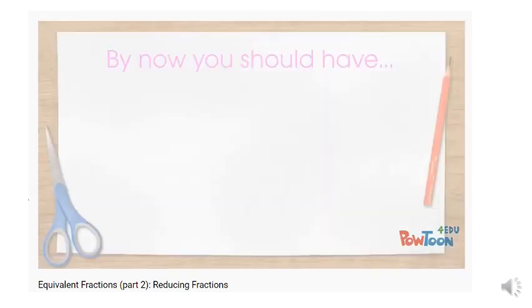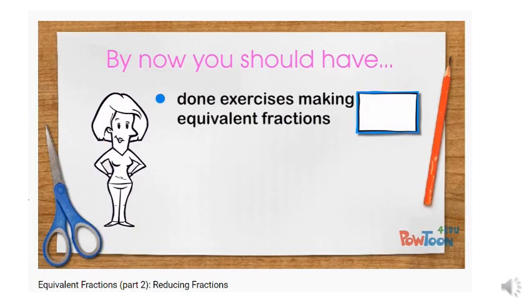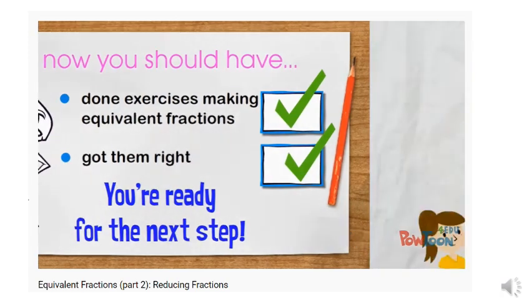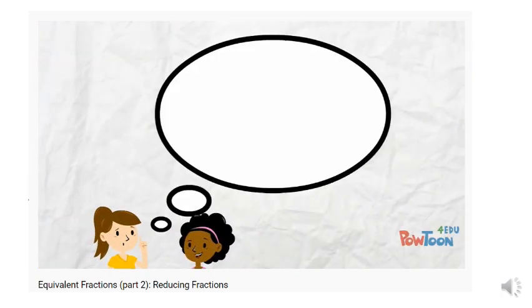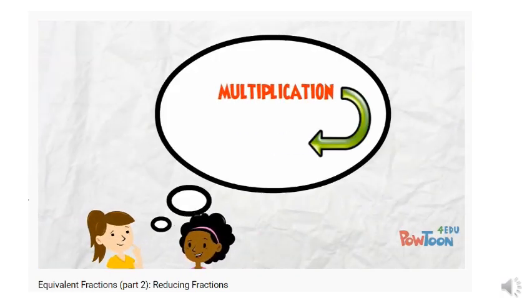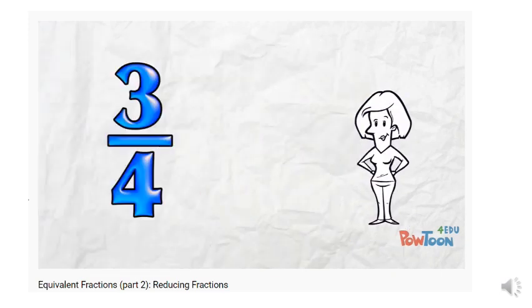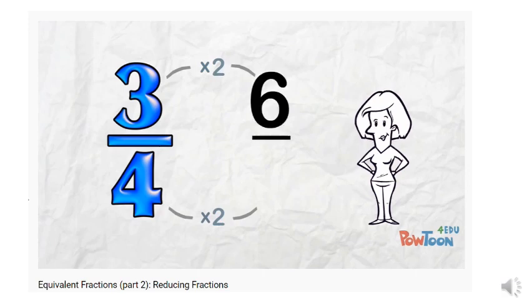Okay, by now you should have done some exercises making equivalent fractions. If you got them right, then you're ready for the next step. We know that the opposite of multiplication is division. Let's examine that with this fraction. 3 times 2 is 6, and 4 times 2 is 8. There's my new equivalent fraction.